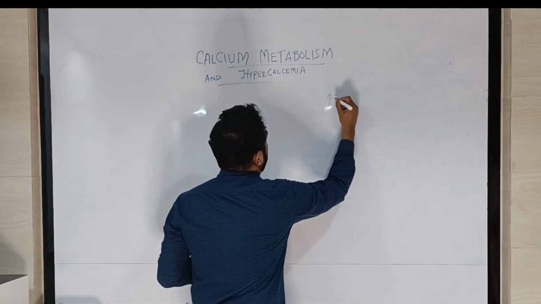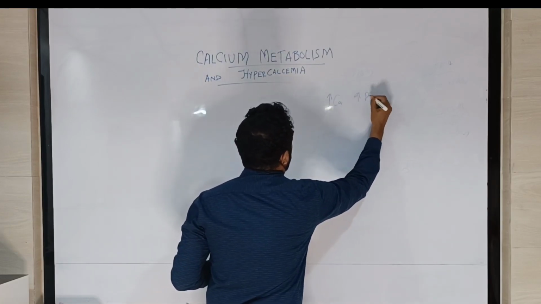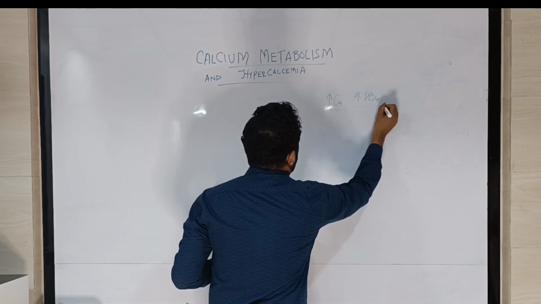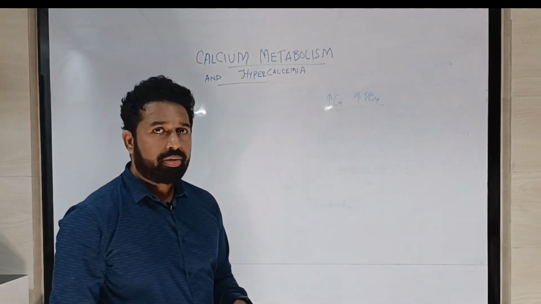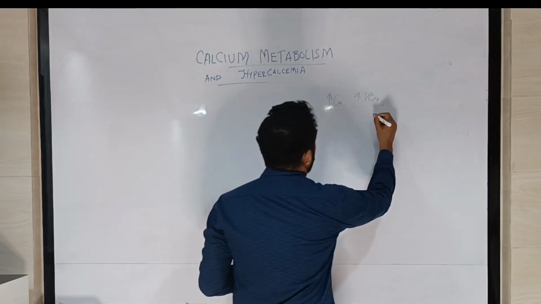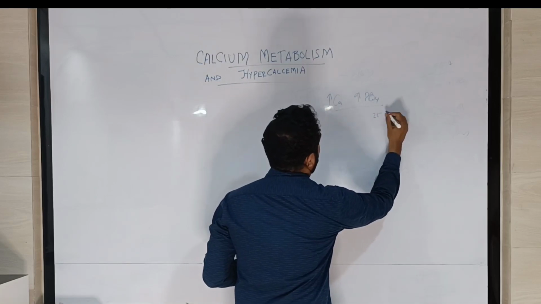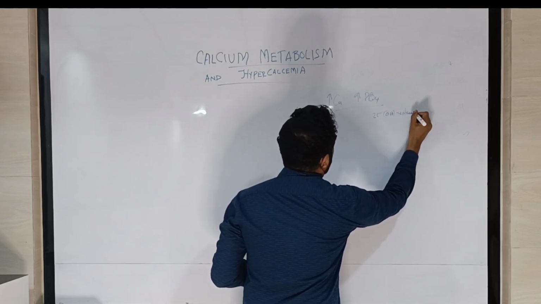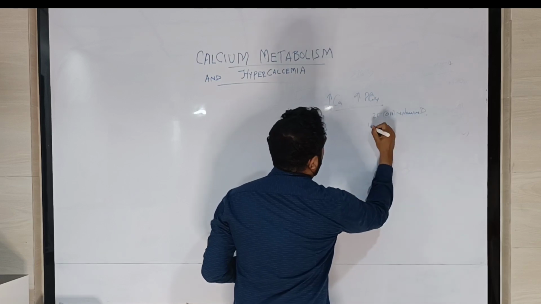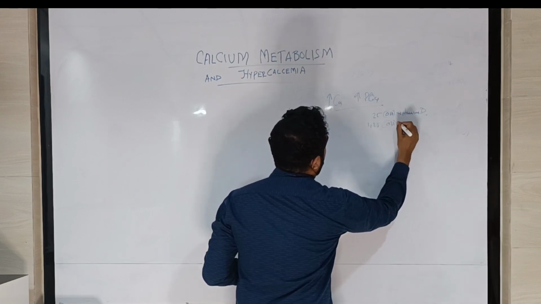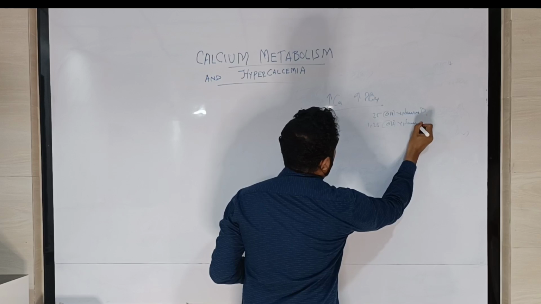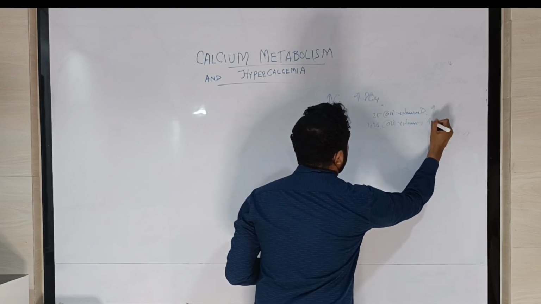Then you look at the next combination, increased calcium, increased phosphate. When you look at increased calcium and increased phosphate, I told you, you have to always look for causes of vitamin D. Vitamin D again has two components, 25-hydroxy vitamin D and 1,25-dihydroxy vitamin D. If both these are increased, then what do you mean?